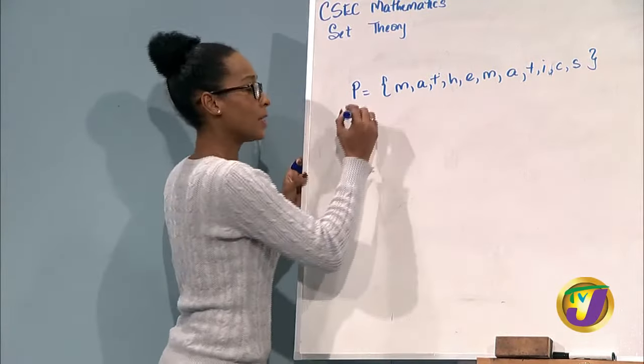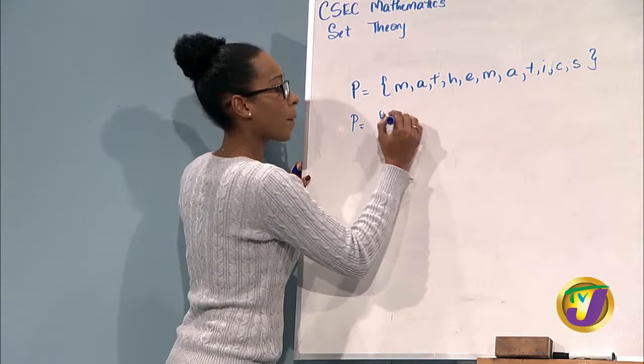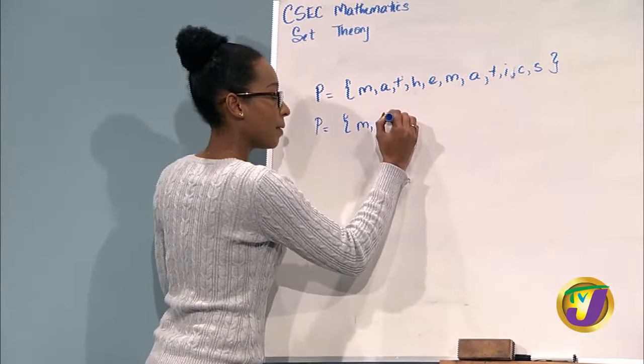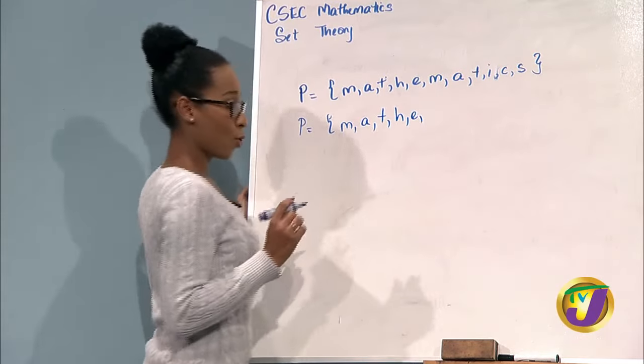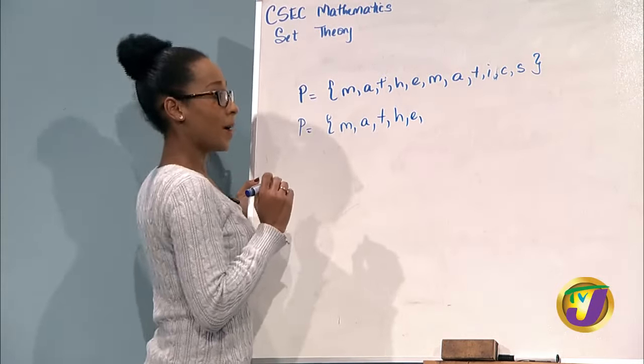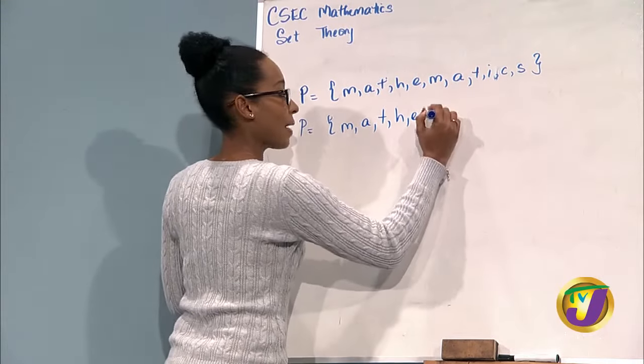So go again now. I'm going to let you try that again. So it's M, A, T, H, E, M is already accounted for, so I don't need to write that. A is already there. T is already there, so it's I, C, S.